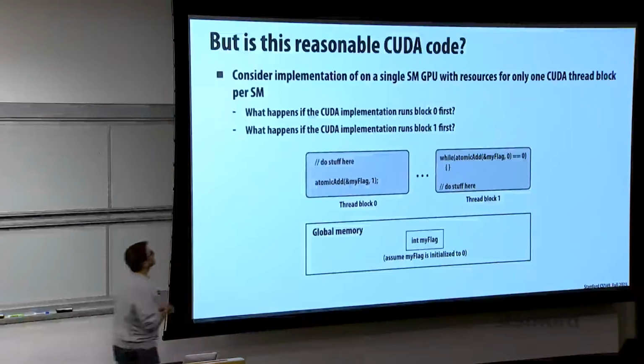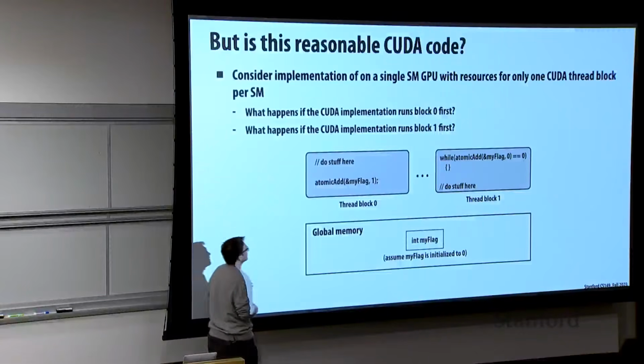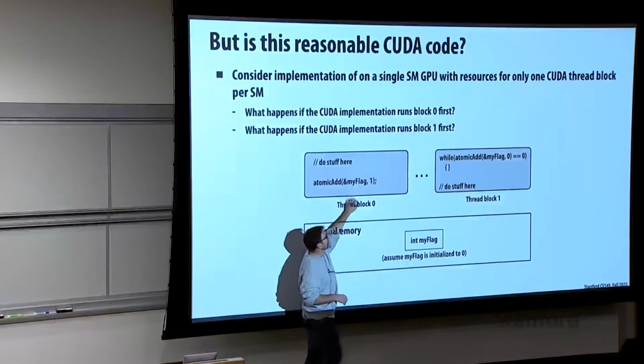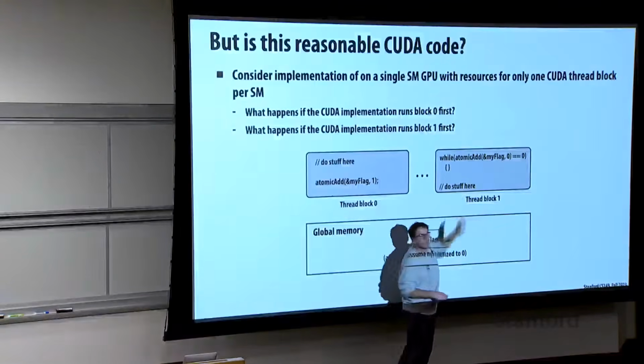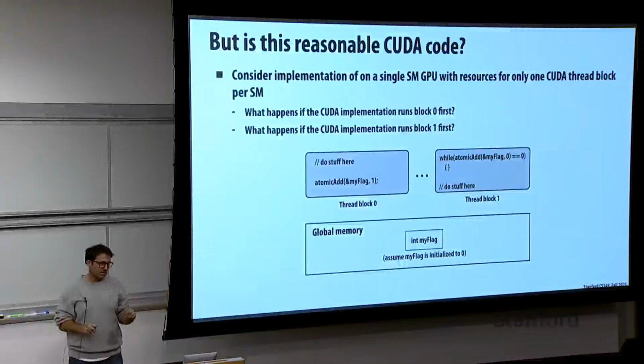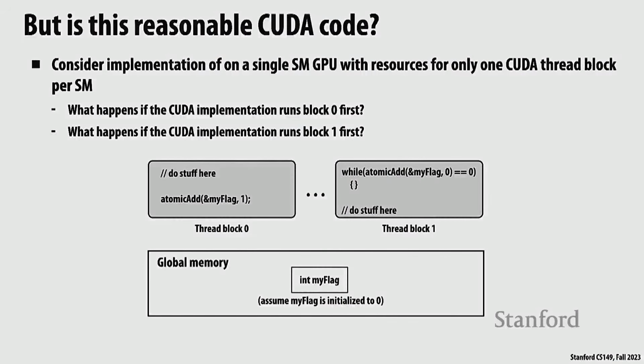But now think about this one. Imagine a piece of code where I launch 2 thread blocks, and one of them says, okay, update this variable in memory, and then the other thread block says, wait until that variable is updated. So one thread block says, I did something, the other thread block waits for it. Imagine running this code on a GPU that can only run one thread block at a time. If it runs thread block 1 first, thread block 0 never gets to go, and thread block 1 is waiting all the time. So you see how there's a difference.